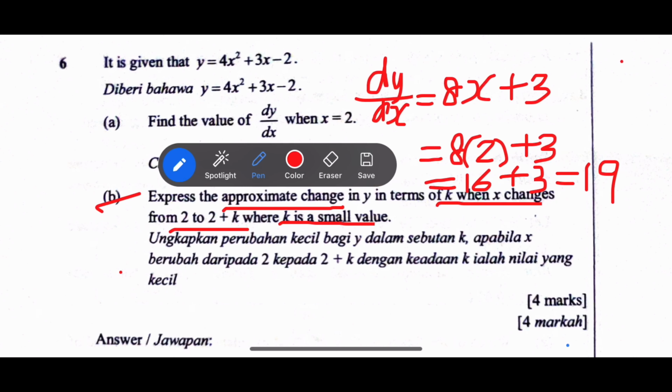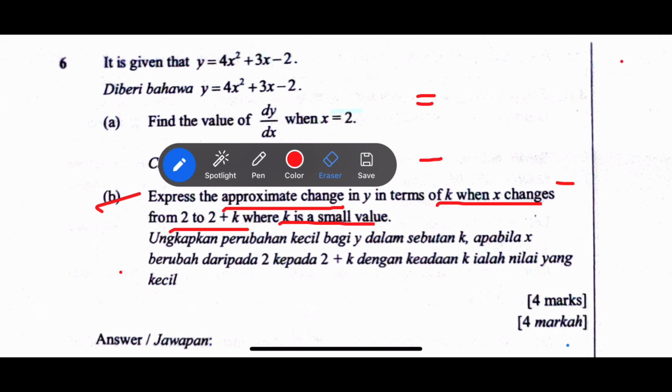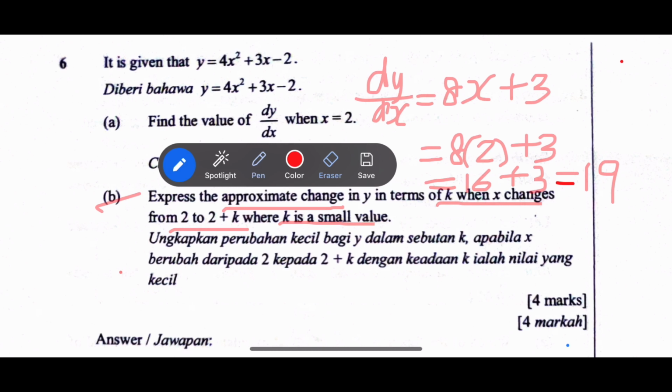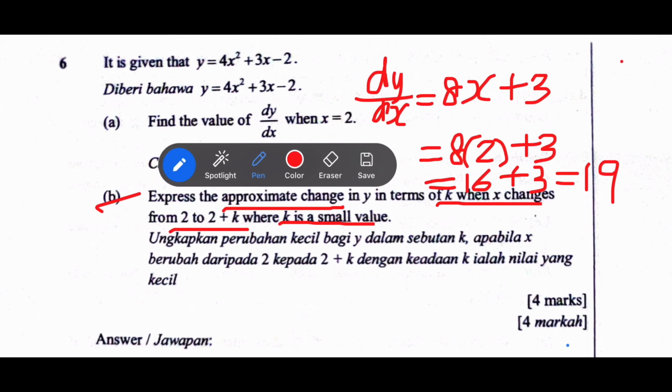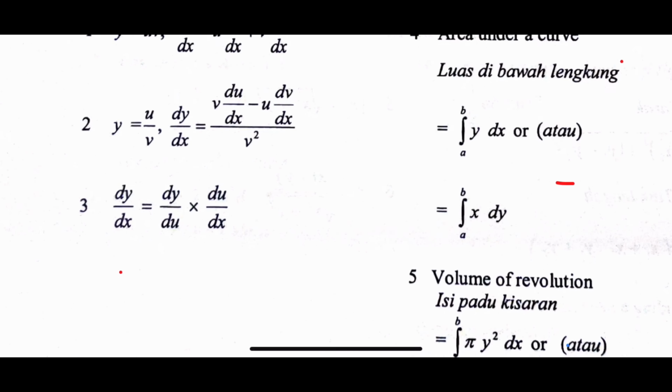So I want to tell you for this one, the formula was not given. So you must actually know that dy/dx is actually equal to delta y over delta x, which is small change in the value of y over small change in the value of x. It is always equal to dy/dx when the change in the value of x is very small. You look at the formula list for the SPM exam, there's no formula for small changes. So that's why you don't know how to start, right?